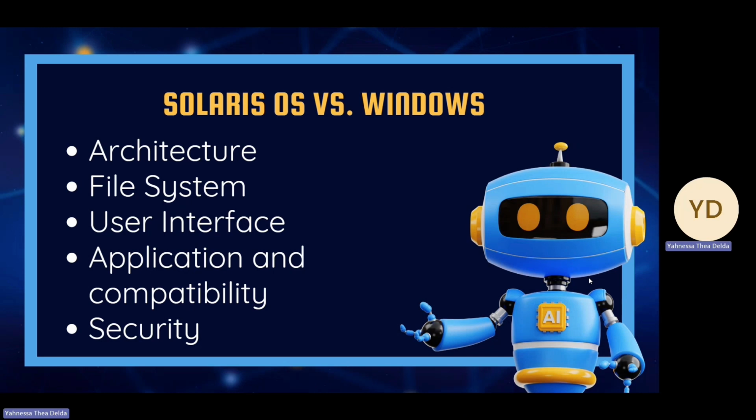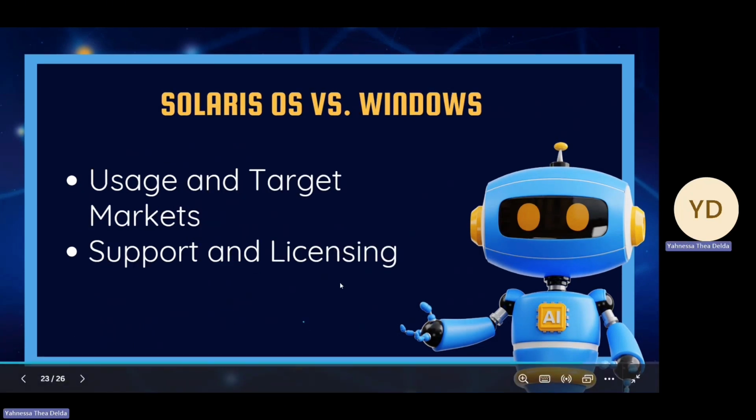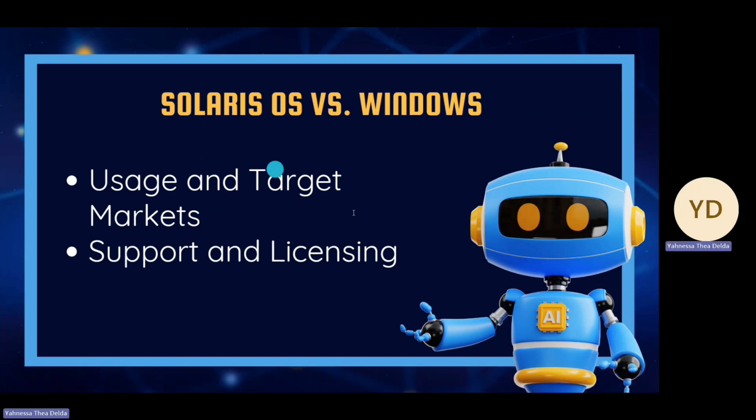Then in terms of security, Solaris is renowned for its security features, including role-based access control, or RBAC, mandatory access controls, cryptographic frameworks, and auditing capabilities. While Windows has improved its security over the years with features like Windows Defender Antivirus, User Account Control, or UAC, BitLocker encryption, and Windows Firewall. In terms of usage and target markets, Solaris is commonly used in enterprise environments, particularly for mission-critical applications, database servers, and high-performance computing, or HPC, clusters.